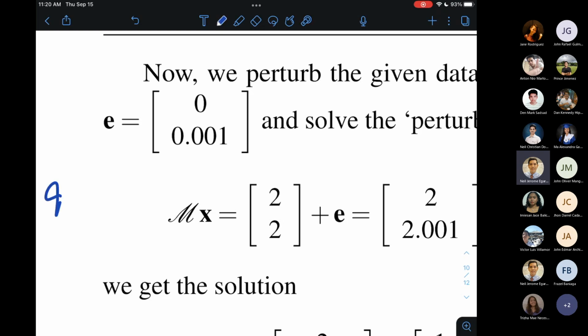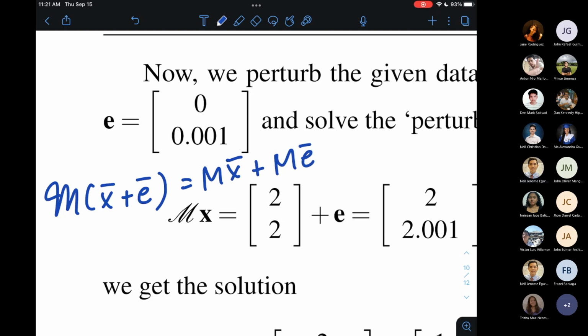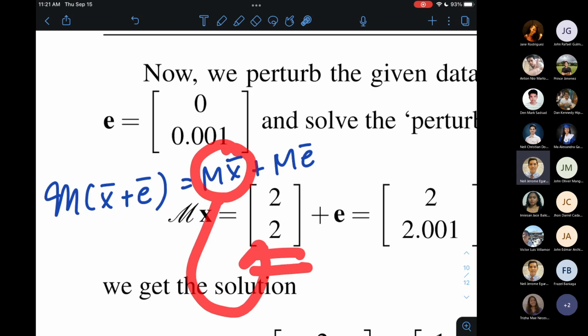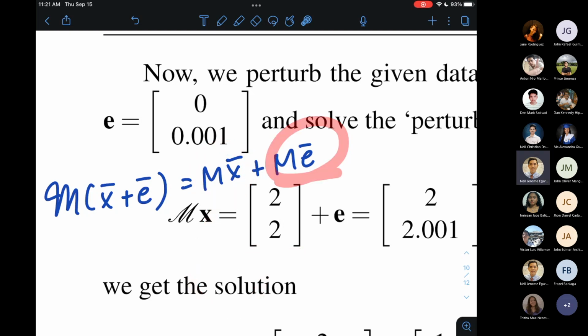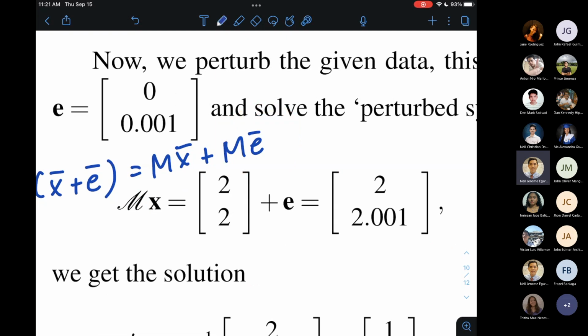Right? So remember, I'll do M of X bar plus E bar. Tapos alam ko ito ay MX bar plus ME bar. Right? Kaya lang yung MX bar, yung solution, alam ko na to ay 2,2. Right? Kasi MX equals 2,2, diba? So ito ay 2,2 plus M times E. Actually, ito dapat ay parang may problema. MX. Ay, baliktad pala. Sorry about that. Pinerturb ko pa lang pala yung data in this particular line.